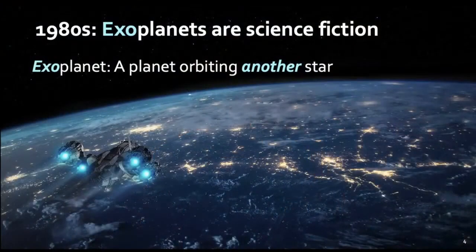Slide 4, fast forward to the 1980s. And at this point, science fiction has dreamed up fantastic worlds around other stars, but we don't know of any real exoplanets. Exoplanet being a planet around another star, entirely the realm of science fiction. Depending on how old you are, maybe this is before you were born, maybe it was after. In my case, when I was born, there were no exoplanets known. All of the planets we knew about were within our own solar system.